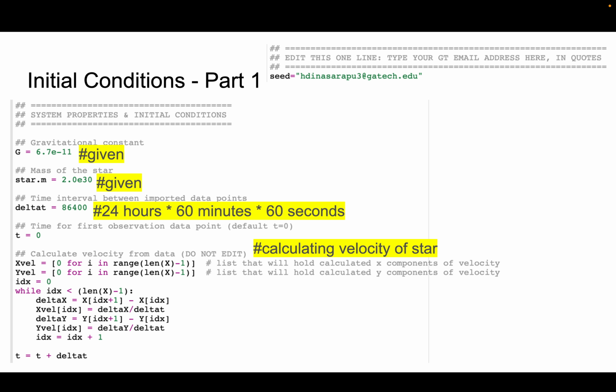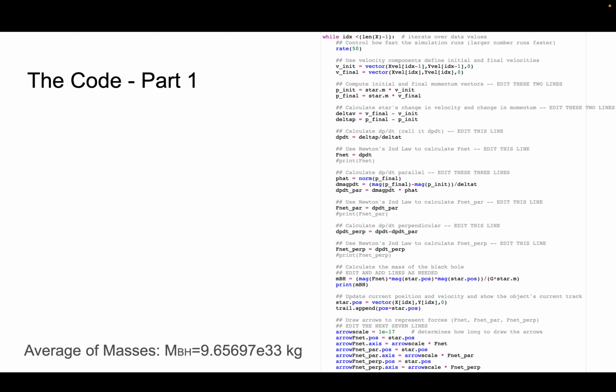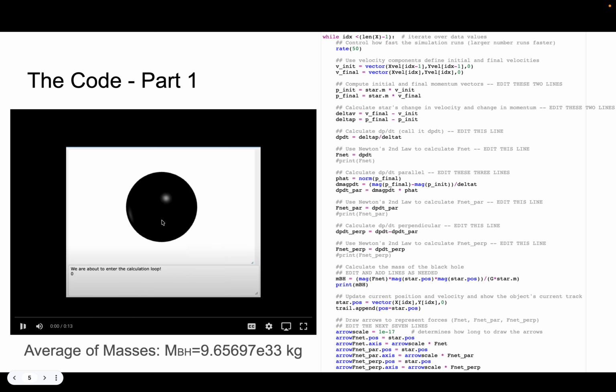So these are the initial conditions for Part 1. Most everything was given to us. However, we did have to calculate the time interval between the imported data points. We did this by multiplying the 24 hours in one Earth day times the 60 minutes in each hour times the 60 seconds in each minute to get the delta t in seconds.